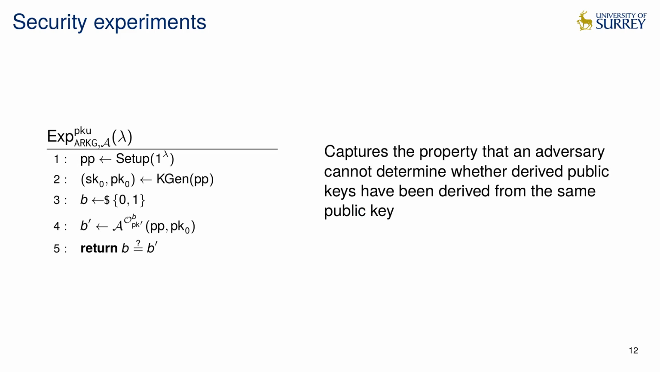Our public key unlinkability experiment captures the property that an adversary cannot determine whether derived public keys have been derived from the same public key. The adversary is given access to a challenge oracle which takes no inputs, but when called, depending on the value of B, either returns a derived key pair using PK0 or a key pair sampled from a distribution D. The adversary has to determine the value of bit B in the game shown.